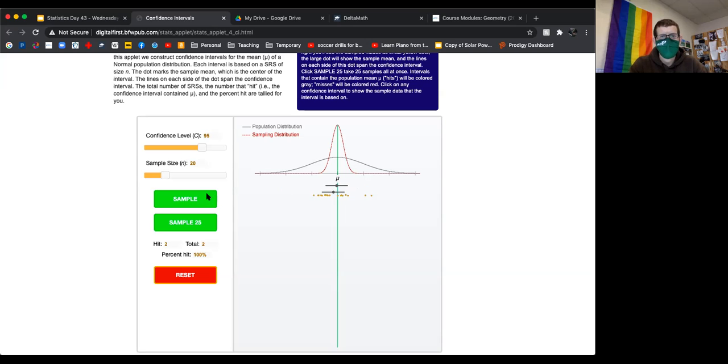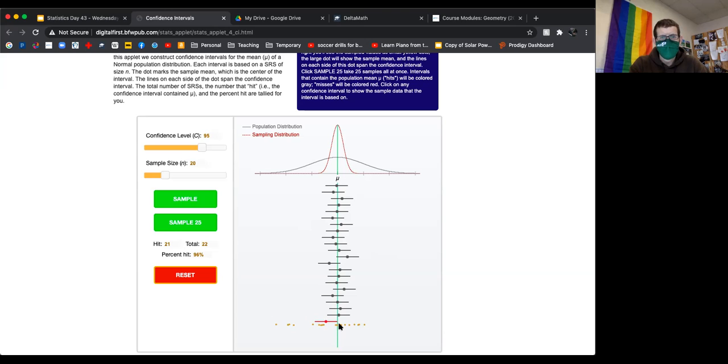So let me take another sample. Oh, and this one happened to capture it. Let me take another. That one did too. I'm just going to keep going, and notice that it will intersect the line frequently, but let's see if it always does. I'm going to go until we miss. That one barely hit it. That one did. Eventually we're going to miss. There's no doubt about it. There we go. Now you can see the red one popped up.